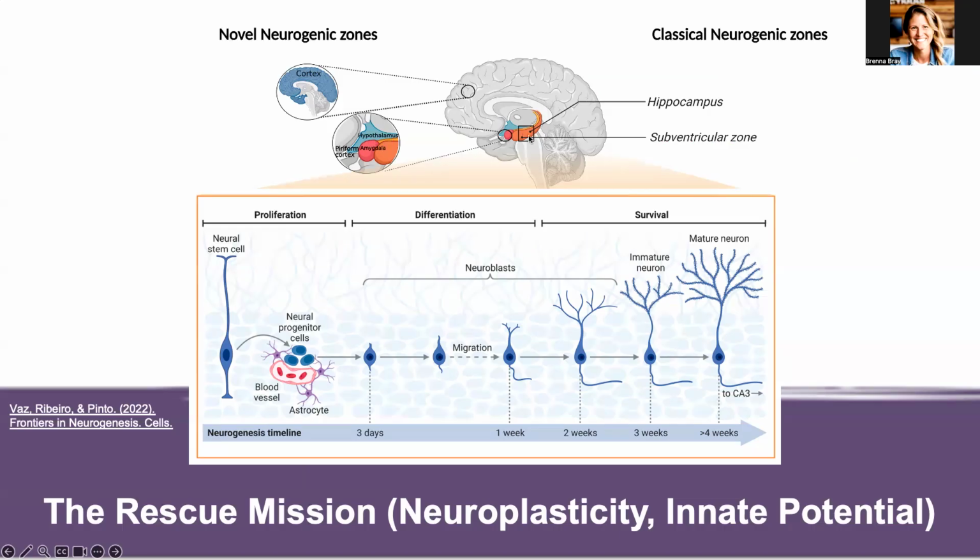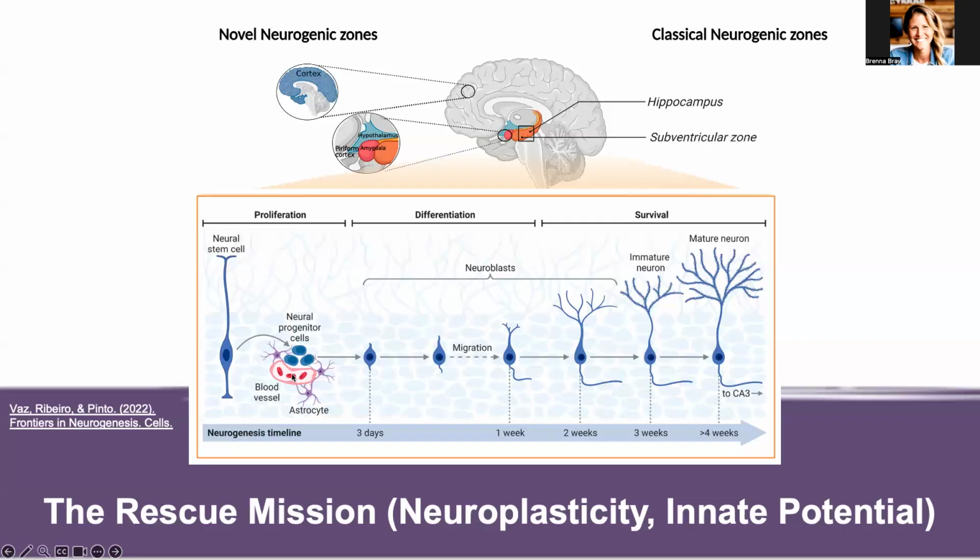These parts are highlighted because they're all known to have pretty robust neurogenesis that occurs throughout the lifespan. So, including when we're adults, we are still actively producing new baby brain cells every day in these brain regions.